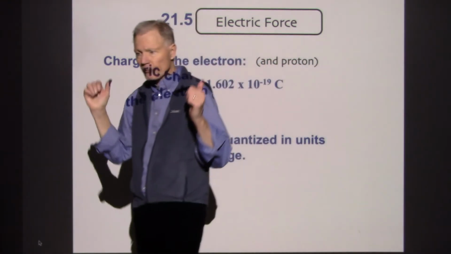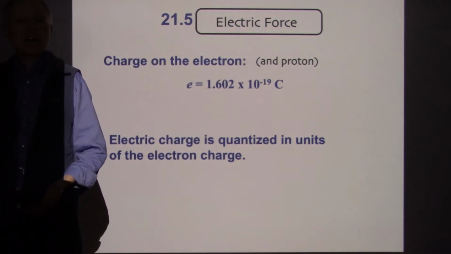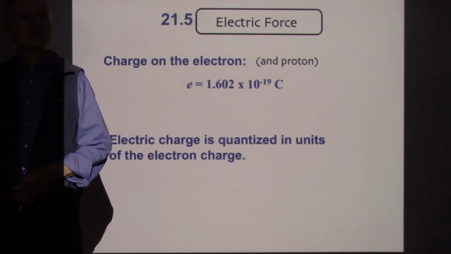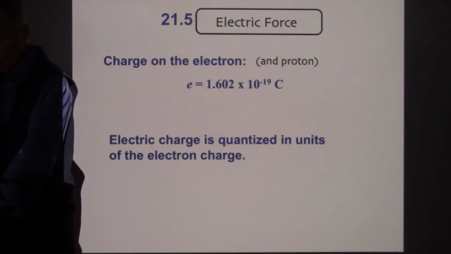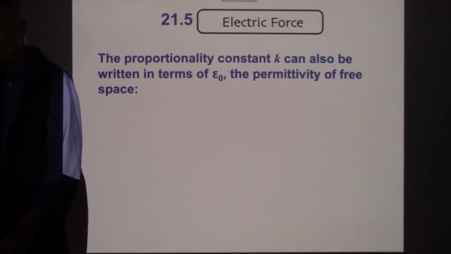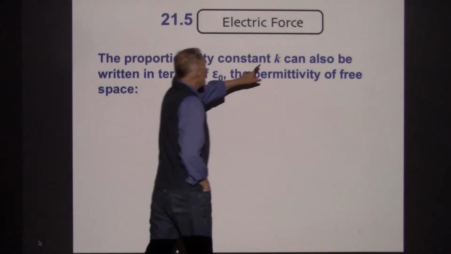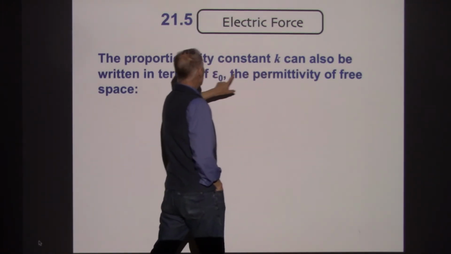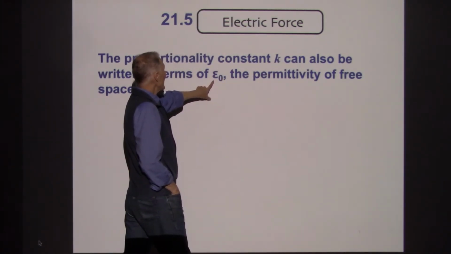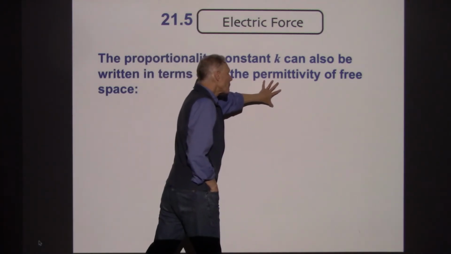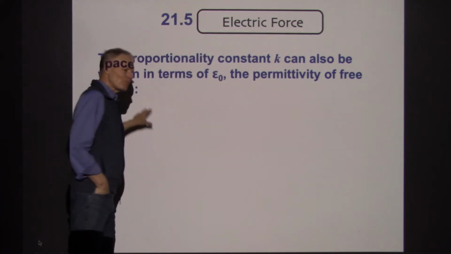So we can always refer back to, well, how many extra electrons or protons is that charge the equivalent of? Now here, we talked about this already, there's two different proportionality constants. I'm going to stick with little k. The book is going to shift over and start using epsilon naught. It's called the permittivity of free space.